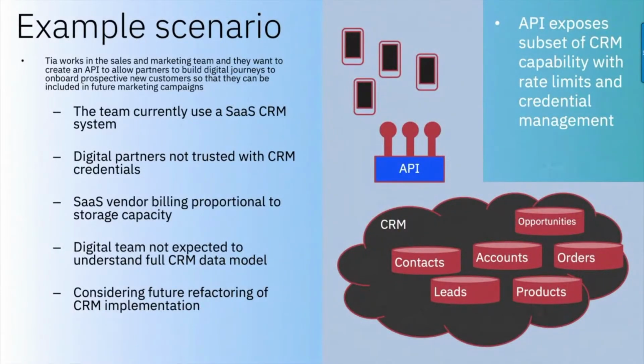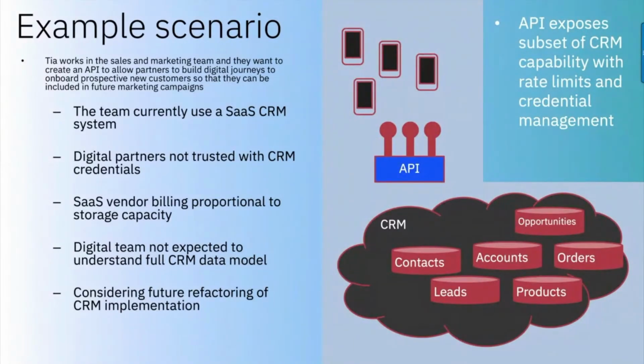Without getting into a lot of internal details, in the interest of time, assume that you have a number of internal systems that are talking to each other. It's part of a SaaS deployment. In this case, it's a CRM system. There are digital partners who are not trusted with the CRM credentials. So you need to be able to expose the CRM services as APIs.